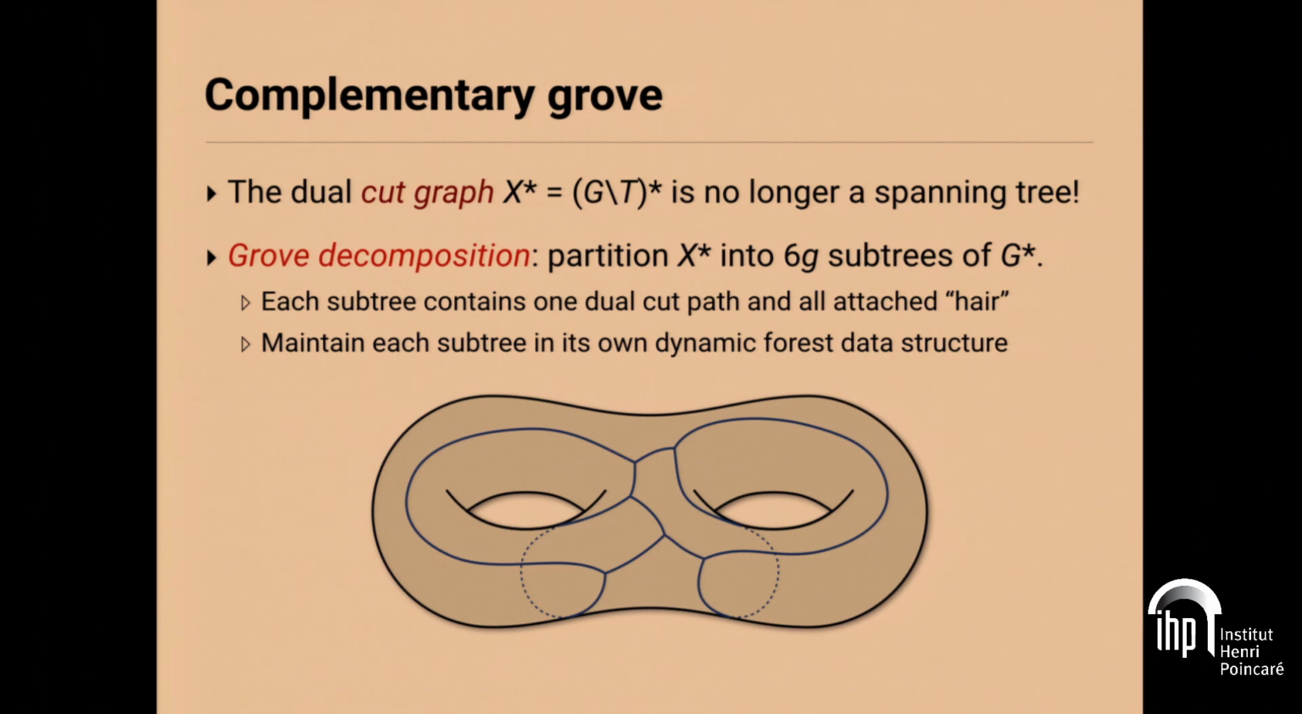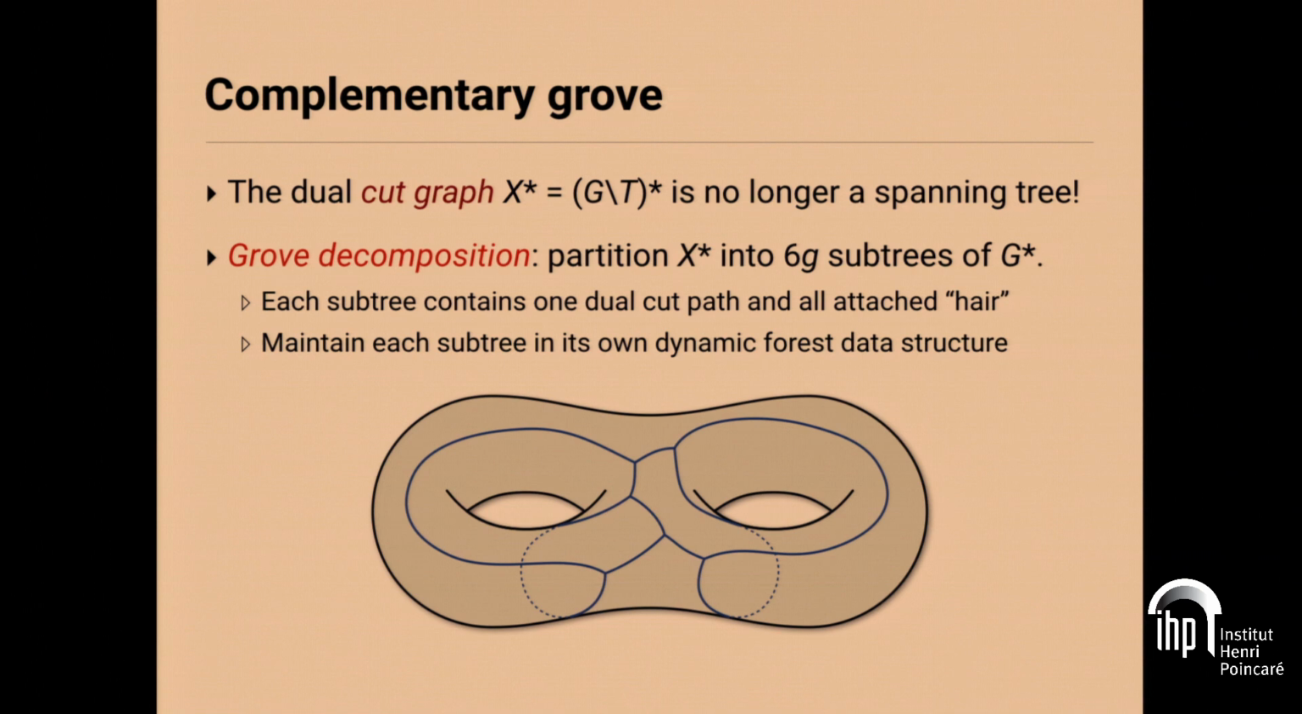We reduce down to the reduced dual cut graph, and for each of these paths with hair hanging off of it, we break that path off and all the trees hanging out of it into a separate tree. And so we get what we call a grove decomposition. So we get a collection of 6G subtrees that cover everything.